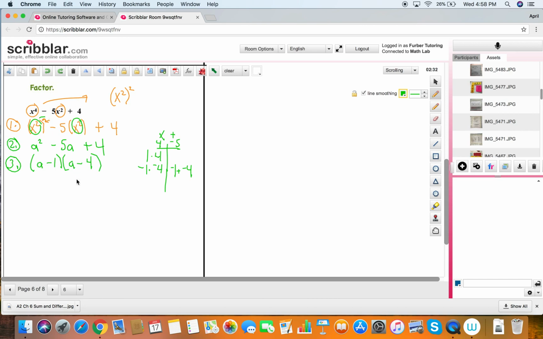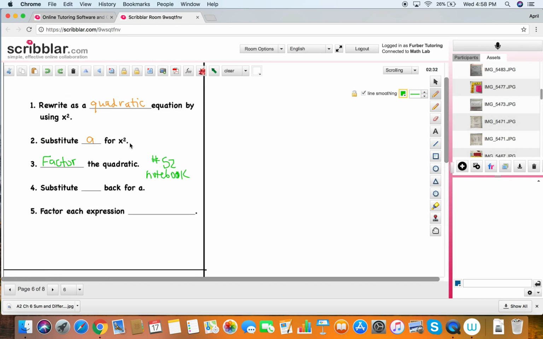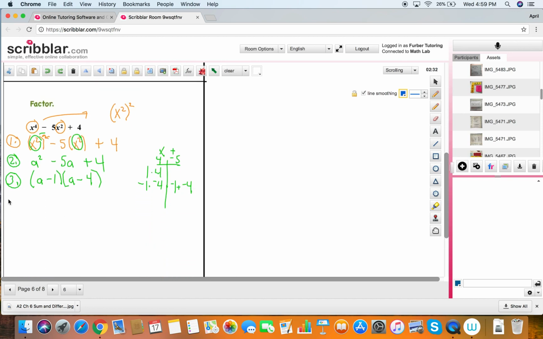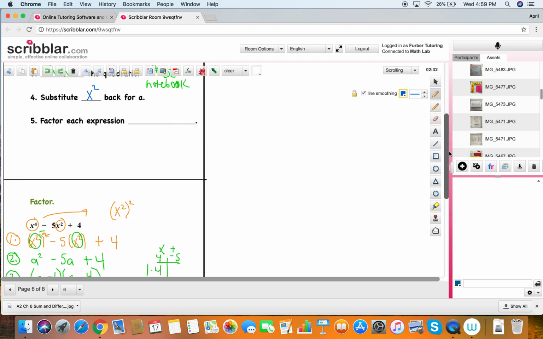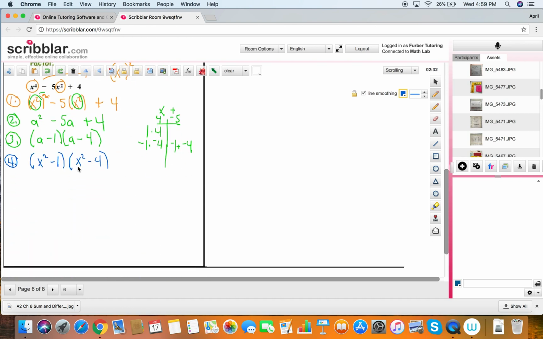But that's not really what I had. I didn't have a quadratic equation. I had a quartic. Well, what did I do to make that happen? Well, I substituted the a in for x squared. So now I need to put it back. Now I need to put the x squared back into every place where I took out the x squared. So on step number 4, I'm going to replace the a back with the x squared I began with. And in every one of these scenarios, I'm going to be able to factor them completely, which means that what I just wrote in there can factor more.